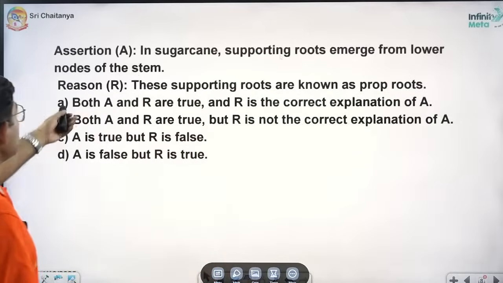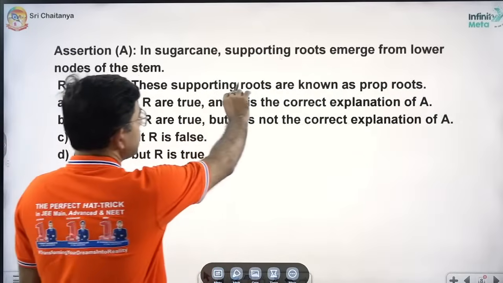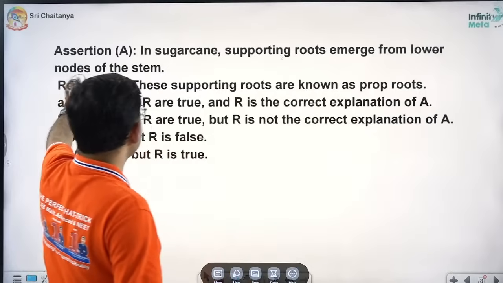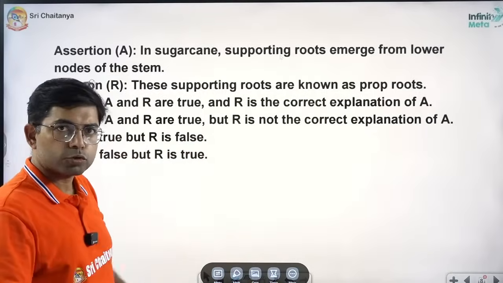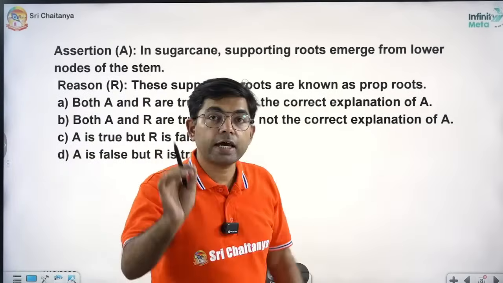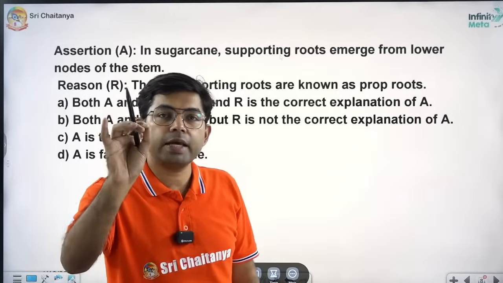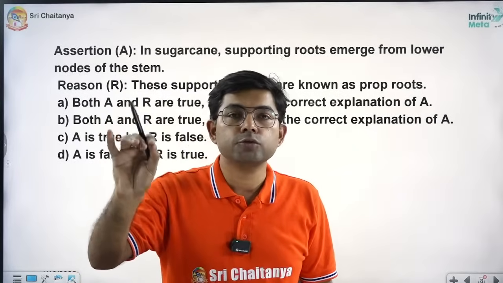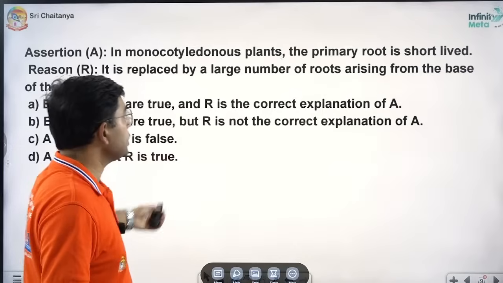Further, this question. In sugarcane, supporting roots emerge from the lower node of the stem. Yes, lower node, sugarcane. These supporting roots are known as prop roots. No, they are called stilt roots. Maize and sugarcane have stilt roots. Prop roots are present in the banyan tree.